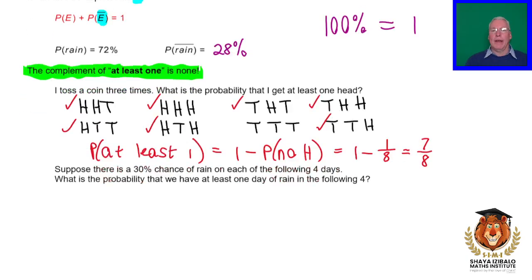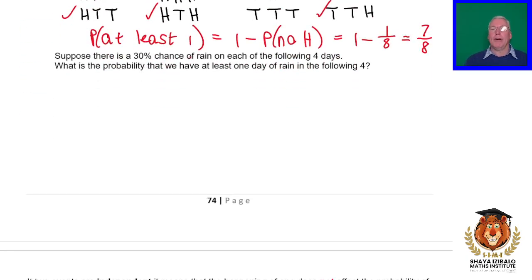Suppose there's a 30% chance of rain on each of the following 4 days. What's the probability of rain on at least one day? That we have at least one day of rain. This question is a little bit problematic for us right now, but we can do it. It's going to be 1 minus the probability of no rain on each day.